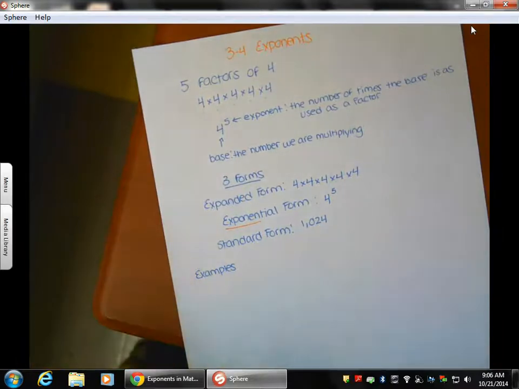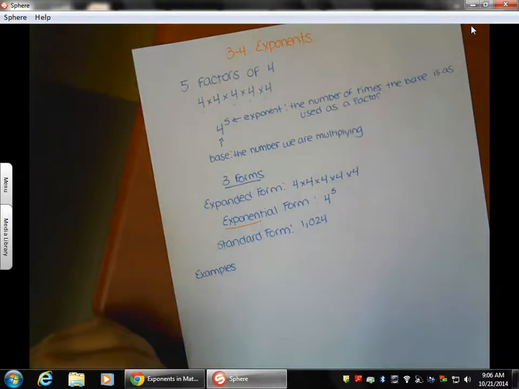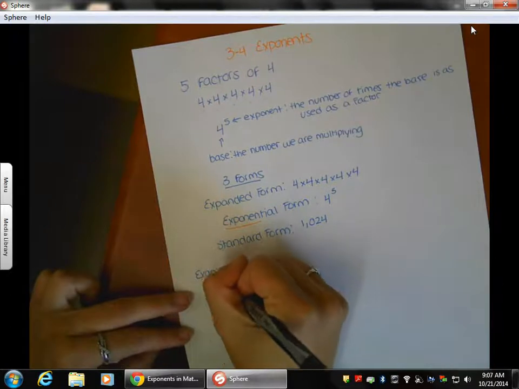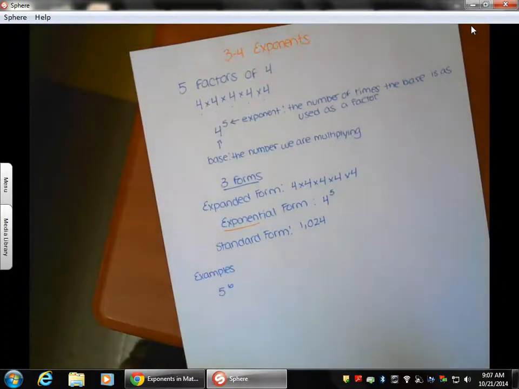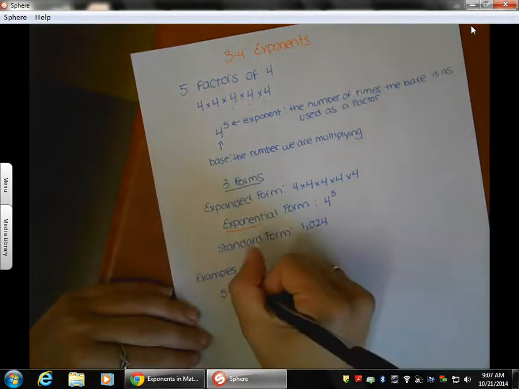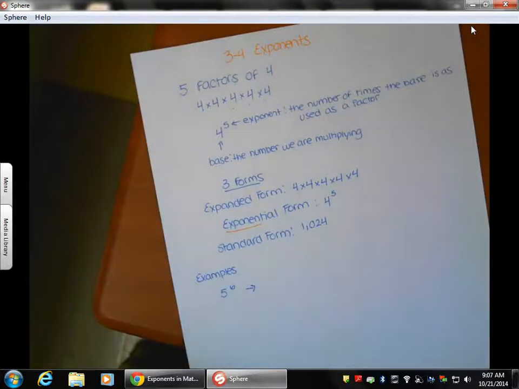Let's work with 5 to the 6th power. Let's write this simply, in expanded form. We're going to go from exponential form to expanded form, so I'm just going to write a nice little arrow. Okay, so 5 to the 6th power.